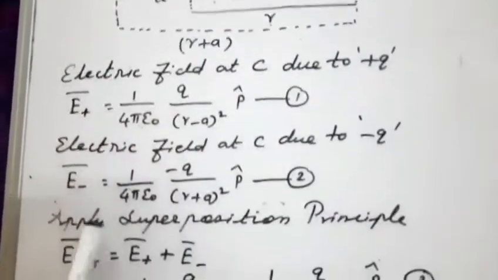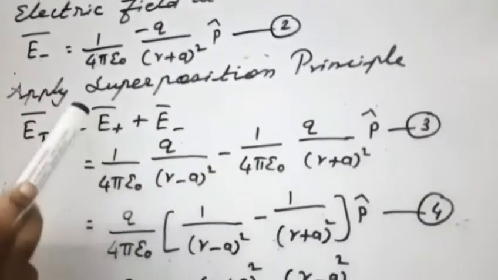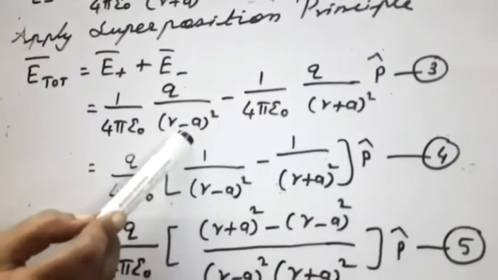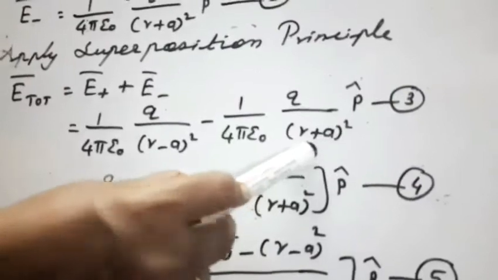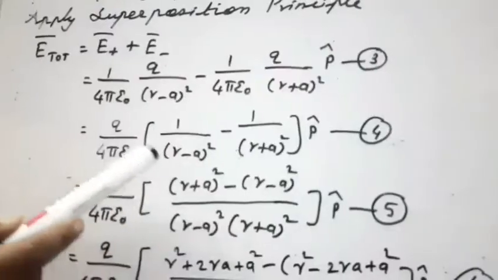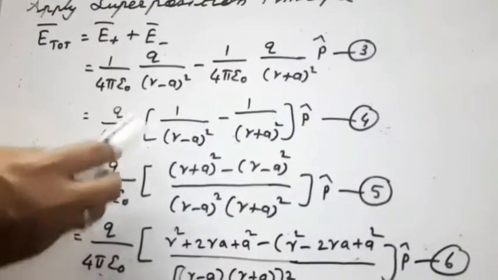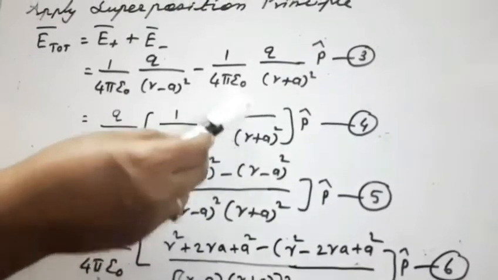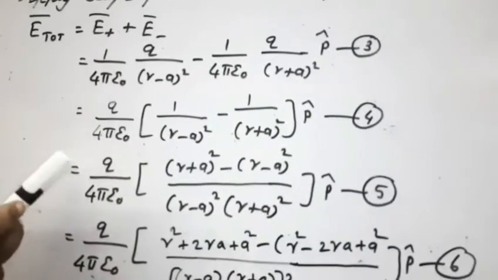Now applying the superposition principle, E total equals E plus bar plus E minus bar. E plus bar is the first equation, minus E minus bar, the second equation. Just substitute, this is the third equation. Take the common factors out: Q divided by 4 pi epsilon naught, 1 by (R minus a) whole square minus 1 by (R plus a) whole square, P cap. Fourth equation.